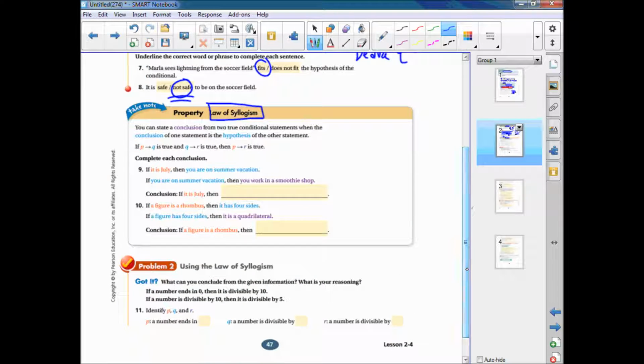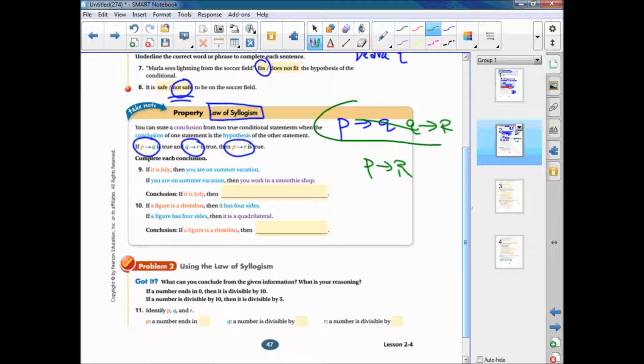All right. Now, the law of syllogism is a little bit different. You can state a conclusion from two conditional statements when the conclusion of one statement is the hypothesis of the other. So if P implies Q is true, and Q implies R is true, then I can skip over the Q part and just say P makes R true. So what it's really saying is P implies Q, Q implies R, cut out the middleman, and you can see P implies R. So up here is our given, and down here is what we could deduce. And that's just to cut out the middle guy.